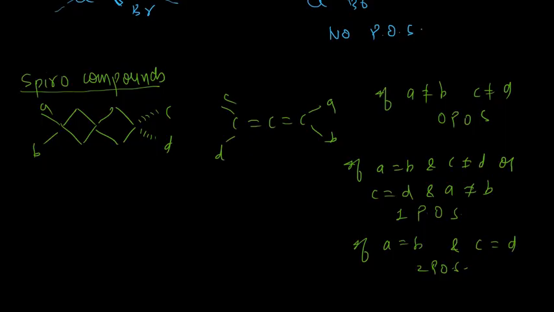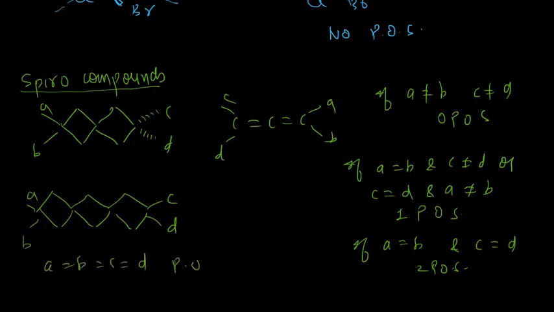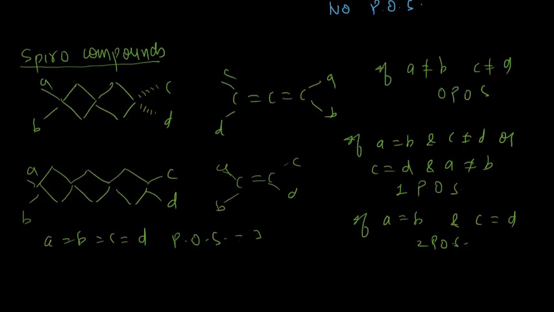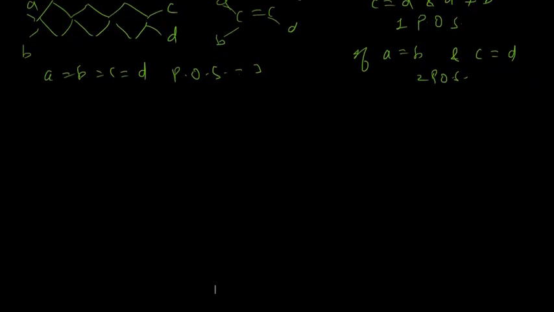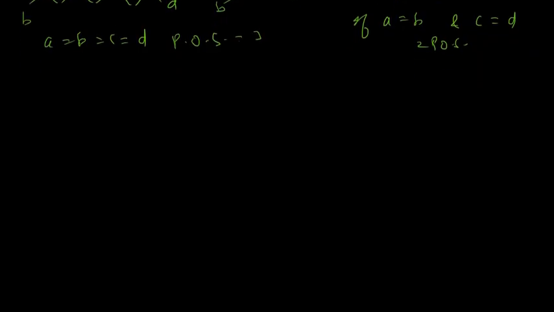If we look at this compound, C, D, A and B. If A equals to B equals to C equals to D, then it is POS. How many POS does it have? Because it will be similar to the compound of C, D, A and B that we all know. The spiro compounds are similar to the allene ones. So now we're going to look at some more examples related to spiro compounds.